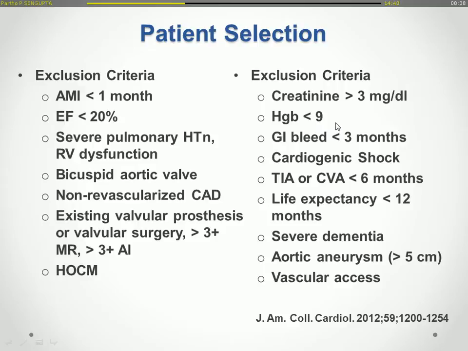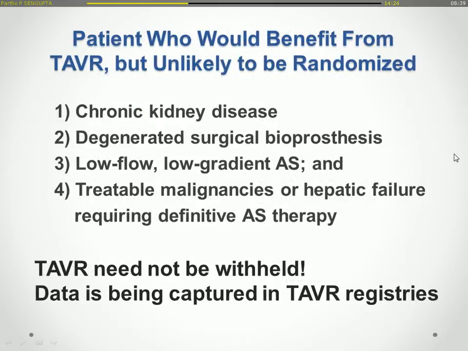Similarly, presence of other systemic problems like severe renal dysfunction, presence of comorbidities, severe dementia, problems with the vascular access also make it challenging to consider for TAVR. There are also certain sets of patients where TAVR can create certain considerations, but these patients, we would not probably see them randomized in any particular trial. And the data is getting captured in registries. So as the registries evolve over time, we will know what exactly is the value.